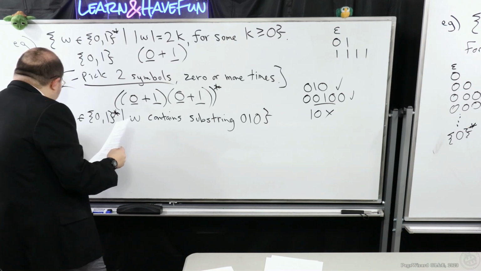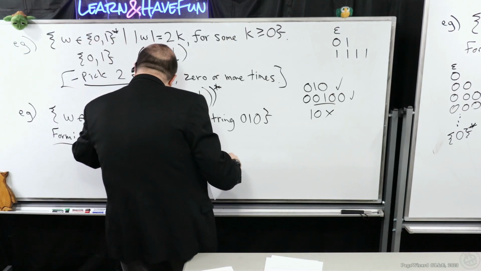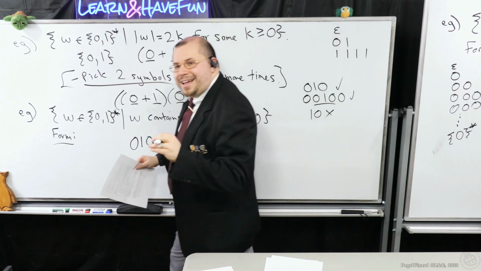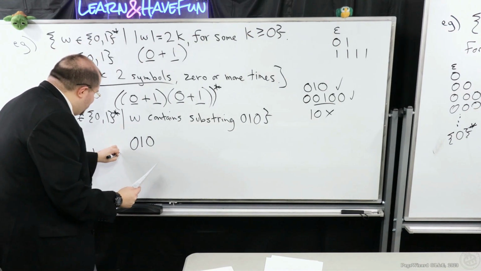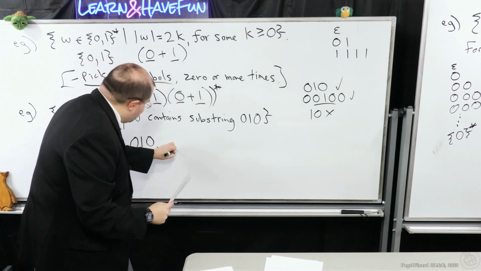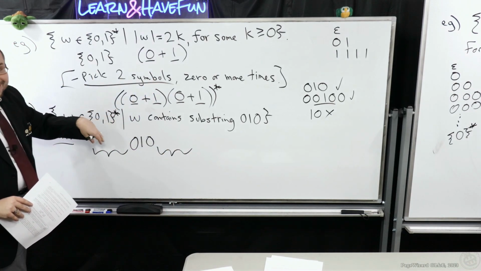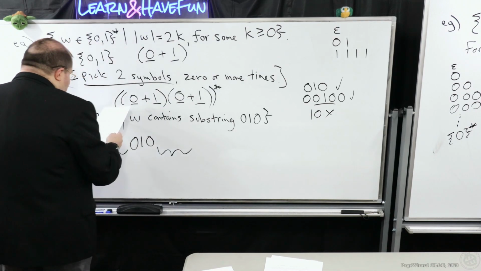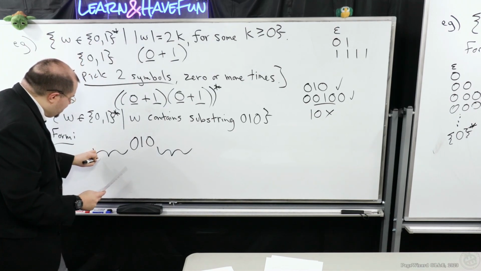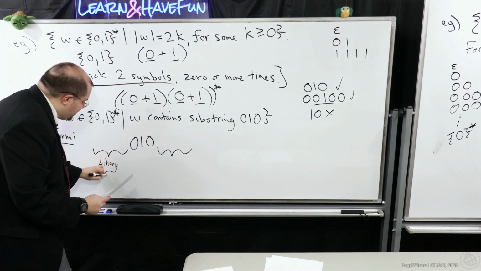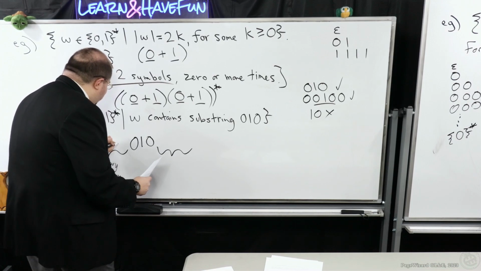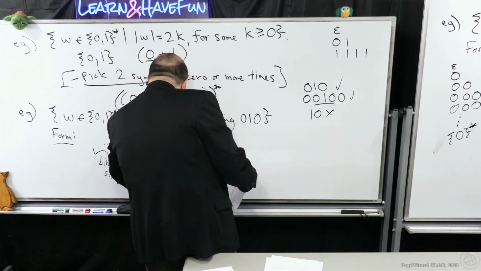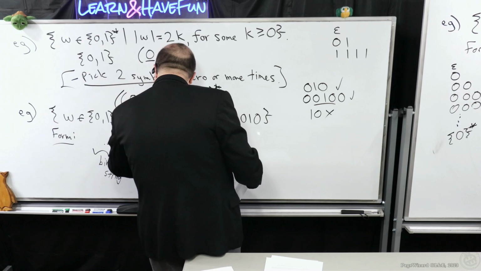So let's think about a form for the string. We know for sure it has to have this in it. Now, what do you want there and what do you want here? Because it has to be somewhere in it. It contains it. It could be at the beginning, it could be at the end, it could be somewhere in the middle. So here is going to be some binary string, something before, a binary string with 0 or more symbols. There's going to be another binary string with 0 or more symbols.